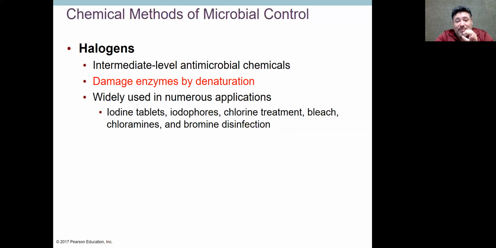If you're in minor surgery, you use betadine. If you are cleaning wounds before surgery, you're using betadine. If you're using a cystoscope and you look at the bladder, you're going to be using betadine to clean the urogenital area. This is one of the most highly used microbial controls out there, okay? And what does it do? It damages enzymes by unfolding them, by denaturing them. Very, very neat, okay?